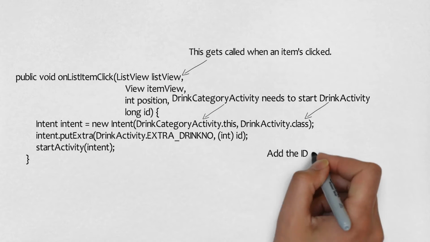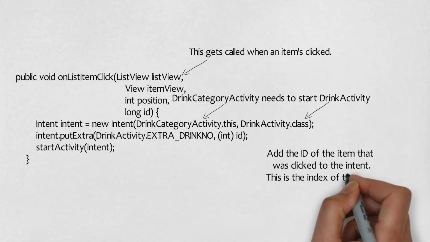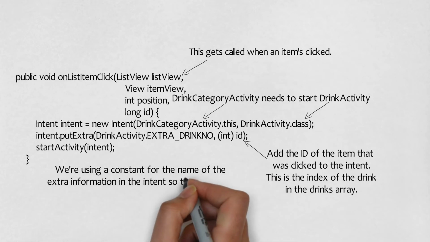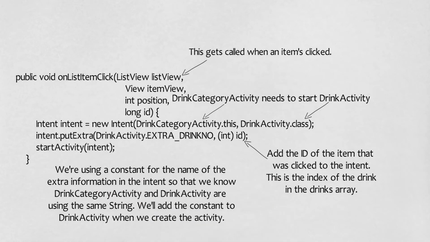It's common practice to pass the ID of the item that was clicked as it's the ID of the underlying data. If the underlying data is an array, the ID is the index of the item in the array. If the underlying data comes from a database, the ID is the ID of the record in the table. Passing the ID of the item in this way means that it's easier for the second activity to get details of the data and then display it. Here's the full code.